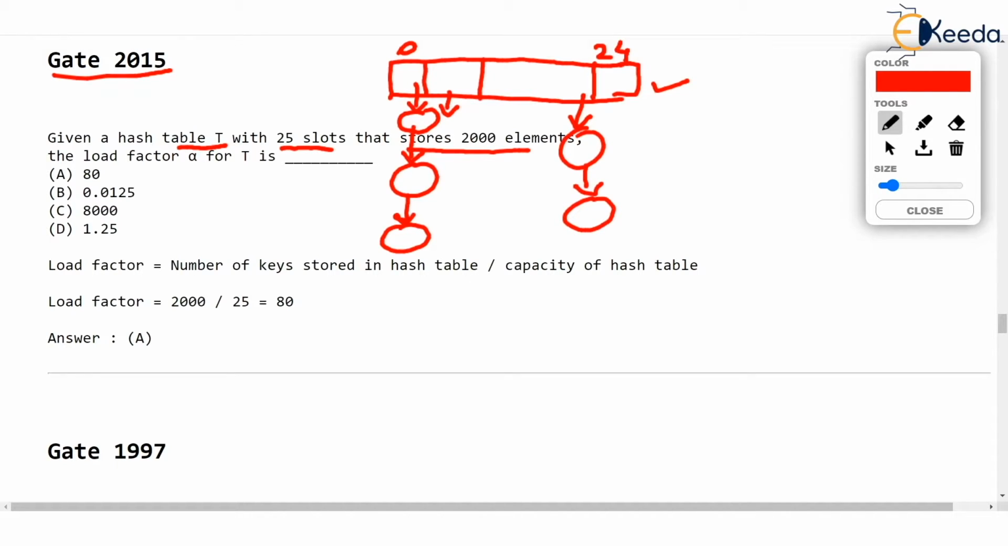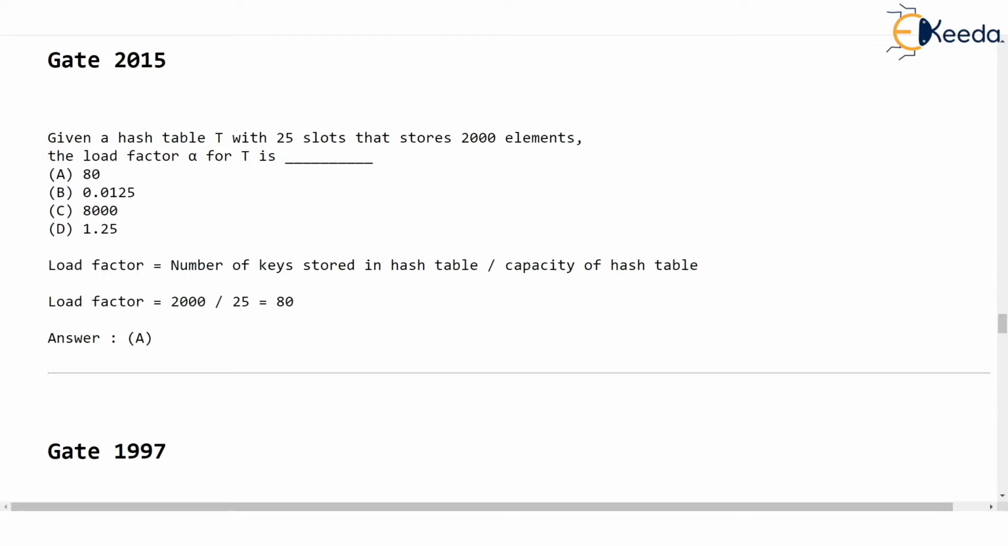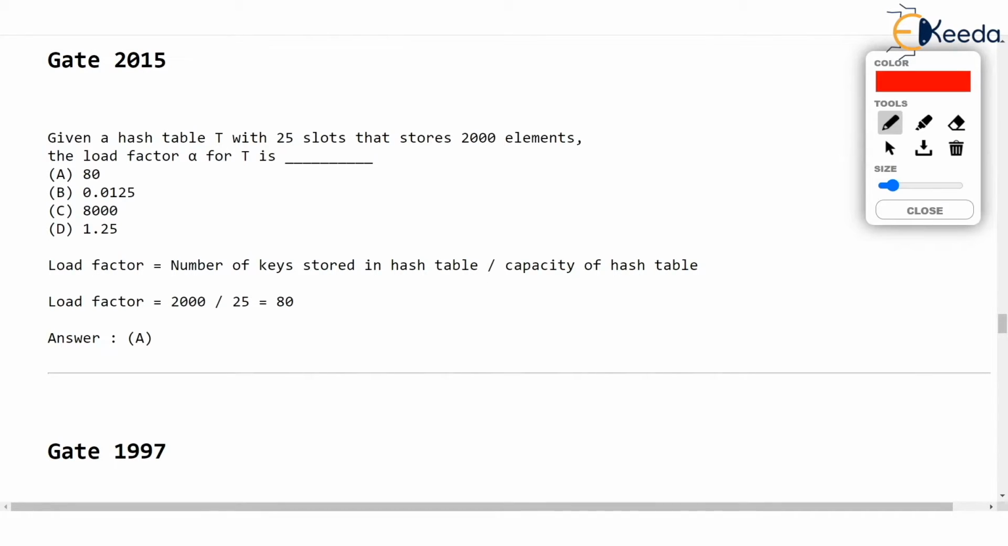Then they are asking what is the load factor alpha for this table T. Now, as you all know, the load factor alpha in hashing is given by a formula. Load factor is the number of keys stored in the hash table, in our case 2000, divided by the capacity of the hash table, which is 25. So the answer is 80. Option A is correct. Quite simple, isn't it?